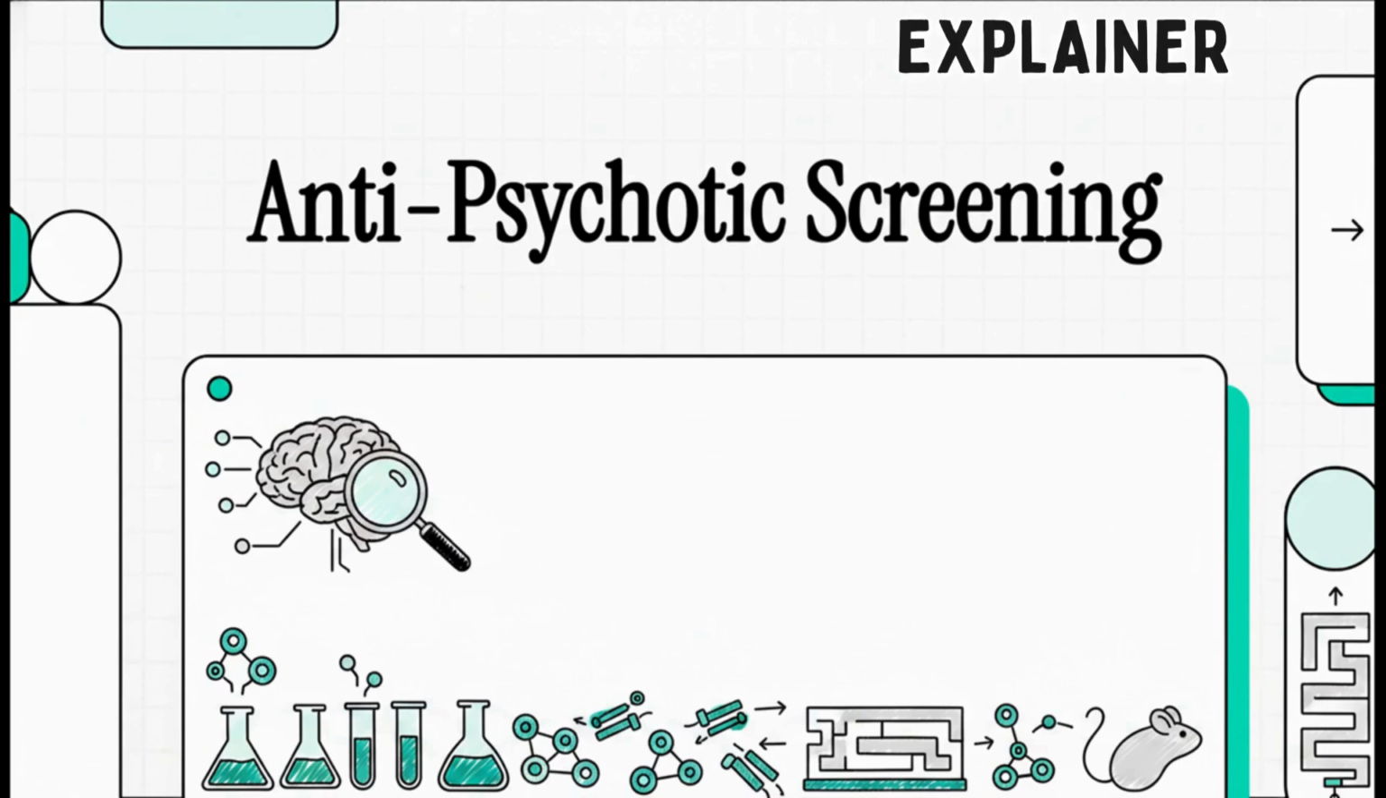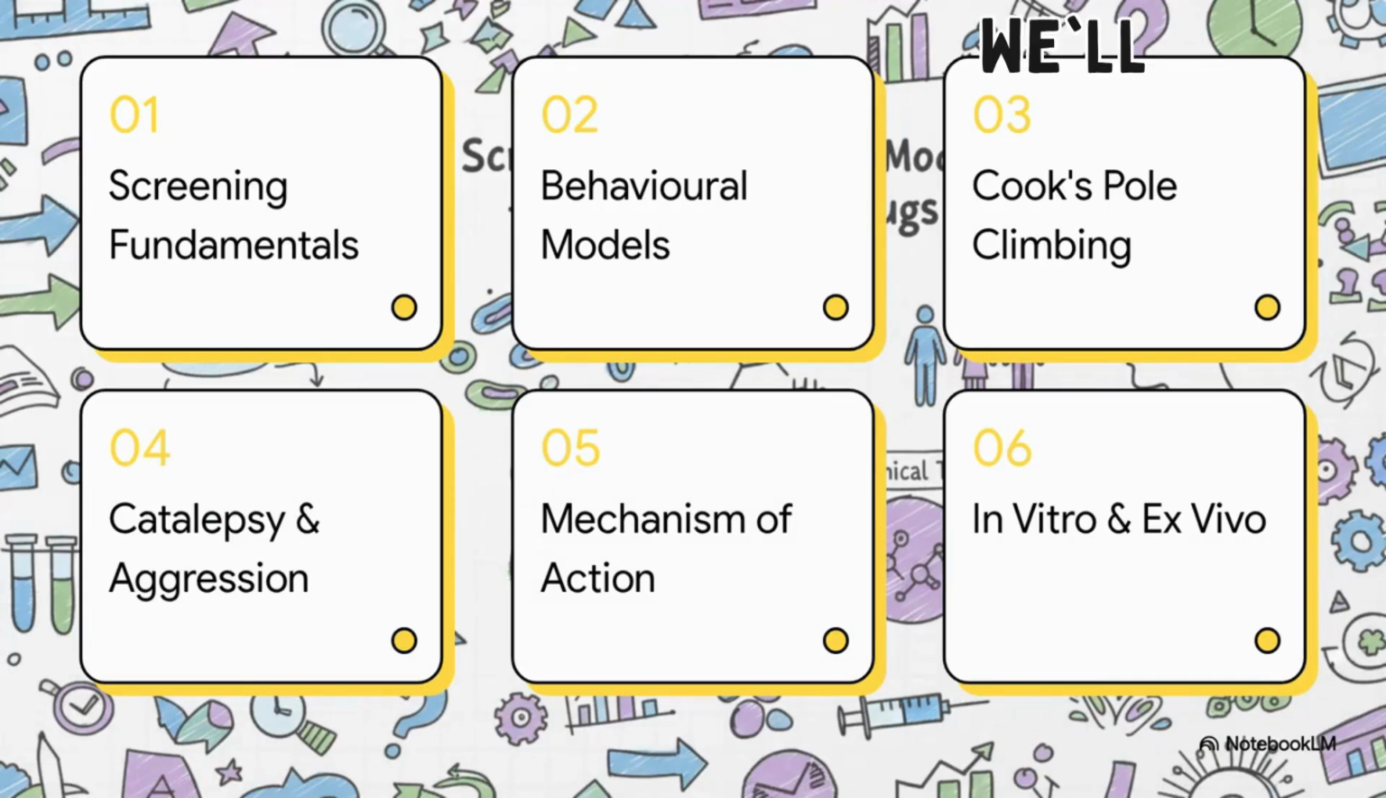I'm going to walk you through this explainer like you're starting totally fresh with these specific models, so we can systematically break down every behavioral test and assay you need to know. By the time we're done, we won't just have these procedures memorized, we're going to truly understand the pharmacology behind them. So grab your notes and let's dive in together. Here is our roadmap for the session. We'll start with screening fundamentals, move into behavioral models, spending some good time on Cook's pole climbing test and catalepsy, then tackle mechanism of action tests, and wrap it all up with in vitro and ex vivo assays.